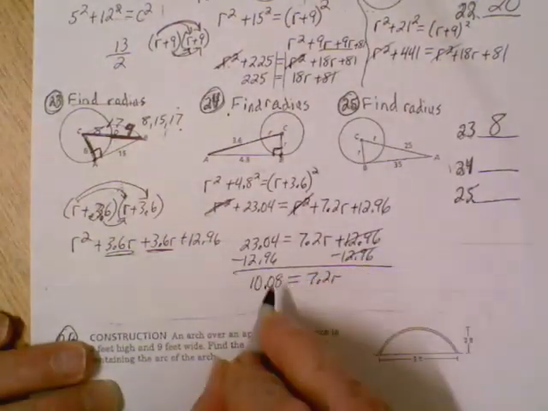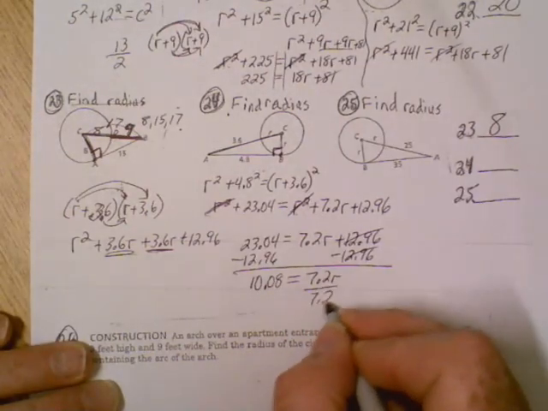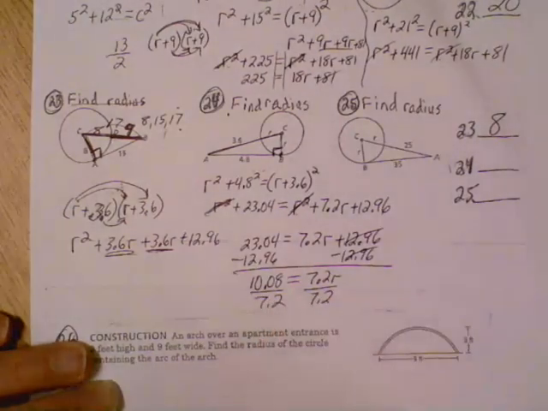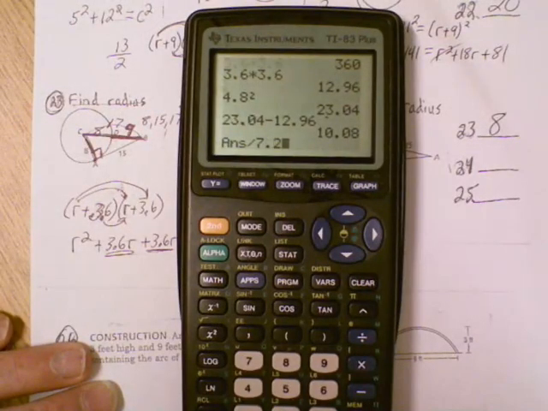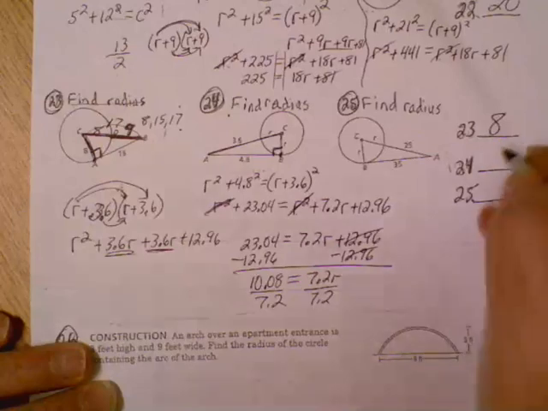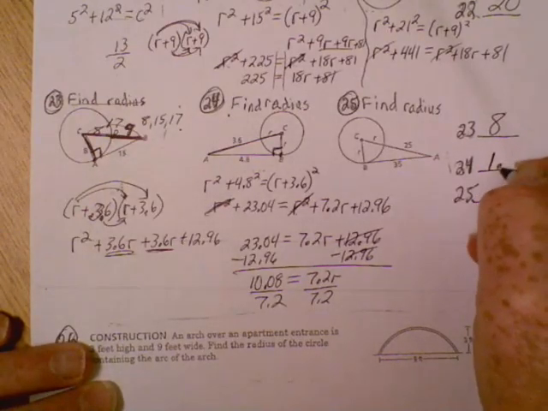I've already got this number in my calculator. I'm just going to divide both sides by 7.2. So divided by 7.2, and I get 1.4. So in this case, the radius is 1.4.